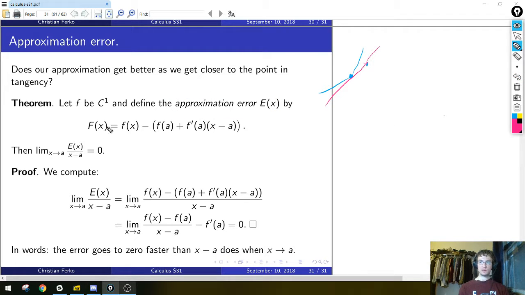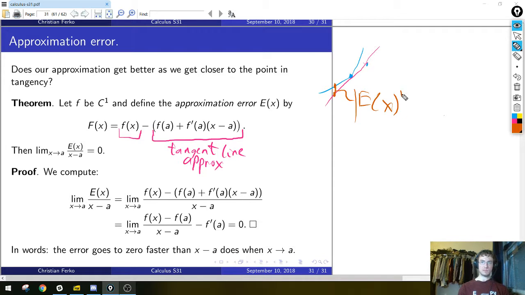So what is the approximation error? This is just the actual value of the function at a point minus this formula, which is just the formula for the tangent line approximation. So you take the difference, if you like, in this picture, between the actual value of the function and the number you would have gotten by using the tangent line, and you call this E of x.